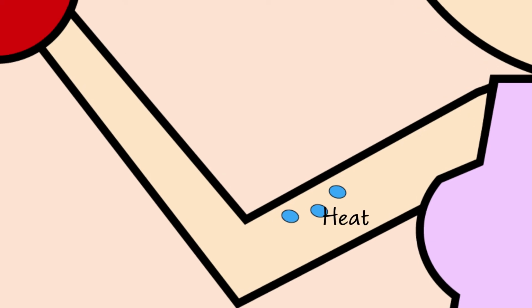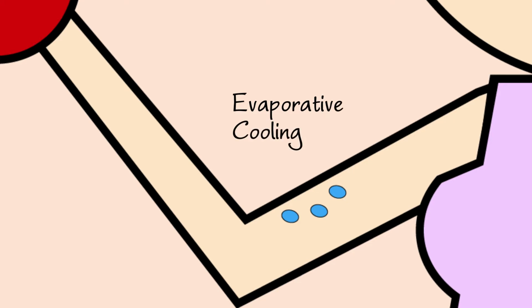Heat from her body is constantly being transmitted to the water molecules in her sweat. The transfer of heat out of the body cools the athlete. Eventually, enough heat energy is transferred to evaporate the water molecules. This process is known as evaporative cooling.